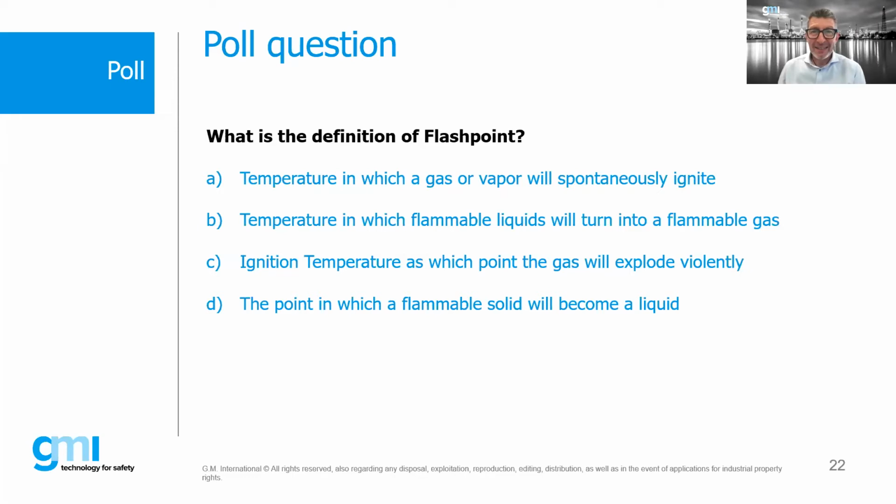A is what a lot of people think flash point is, but A is actually the ignition temperature. People call it the auto ignition temperature, but we formally call it the ignition temperature of the gas. As a gas gets up to a particular temperature, for hydrogen about 560 degrees Celsius, it will spontaneously ignite. So that's the ignition temperature. The flash point is the point at which a liquid turns into gas.